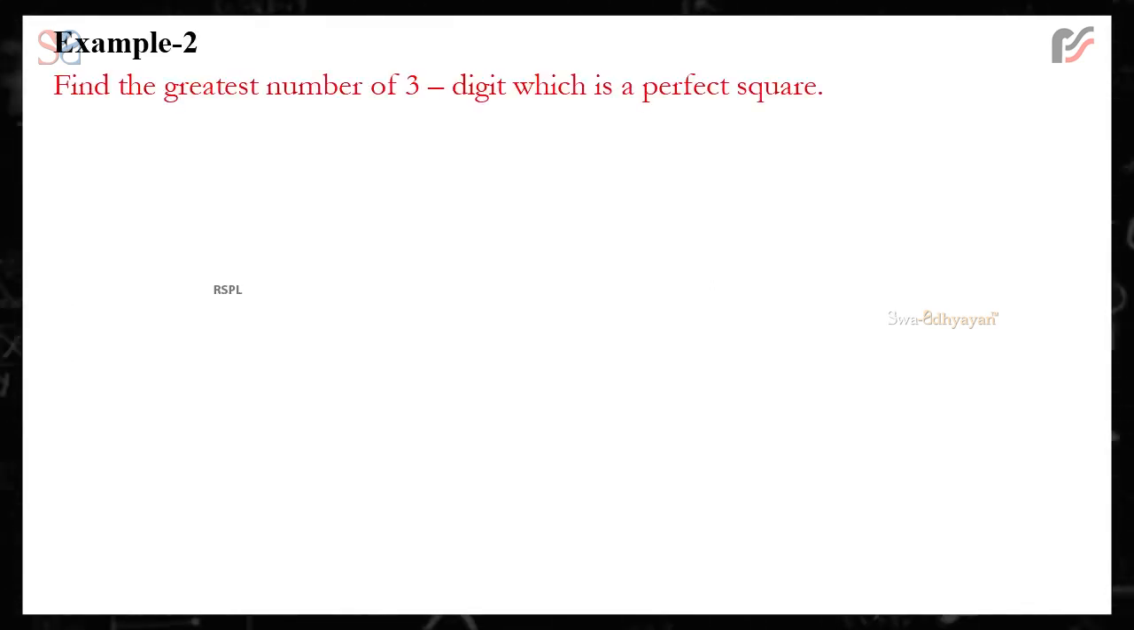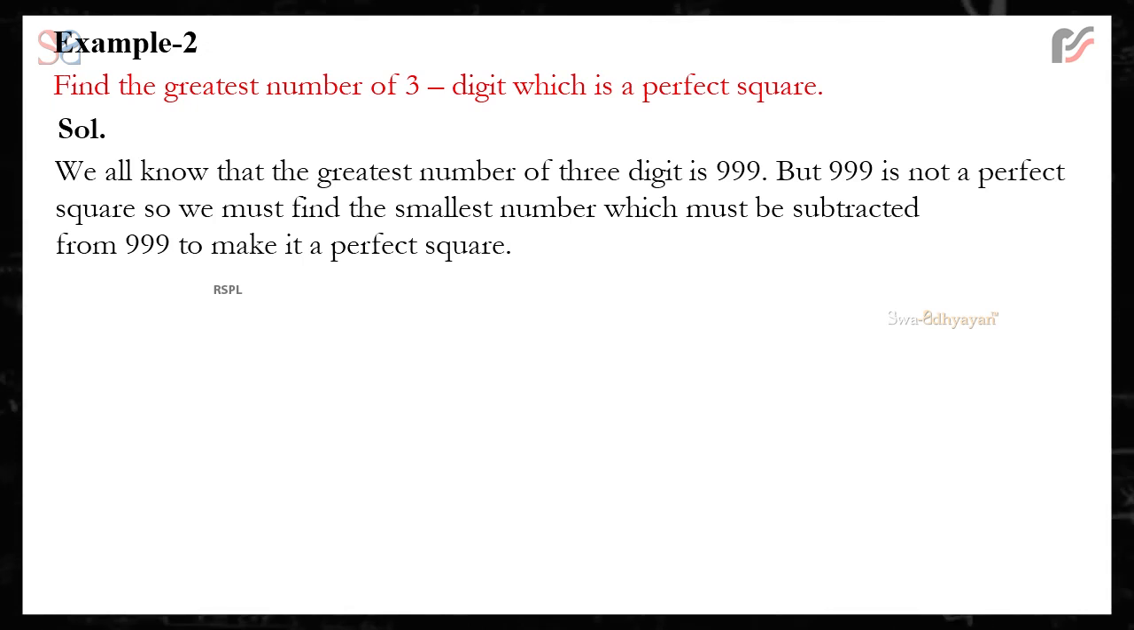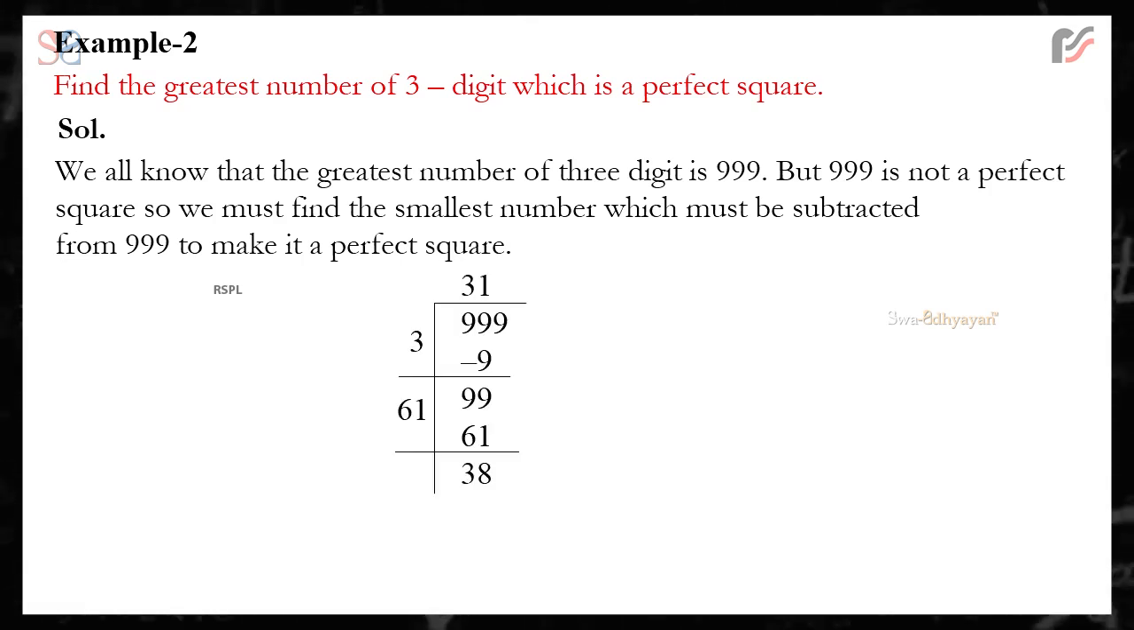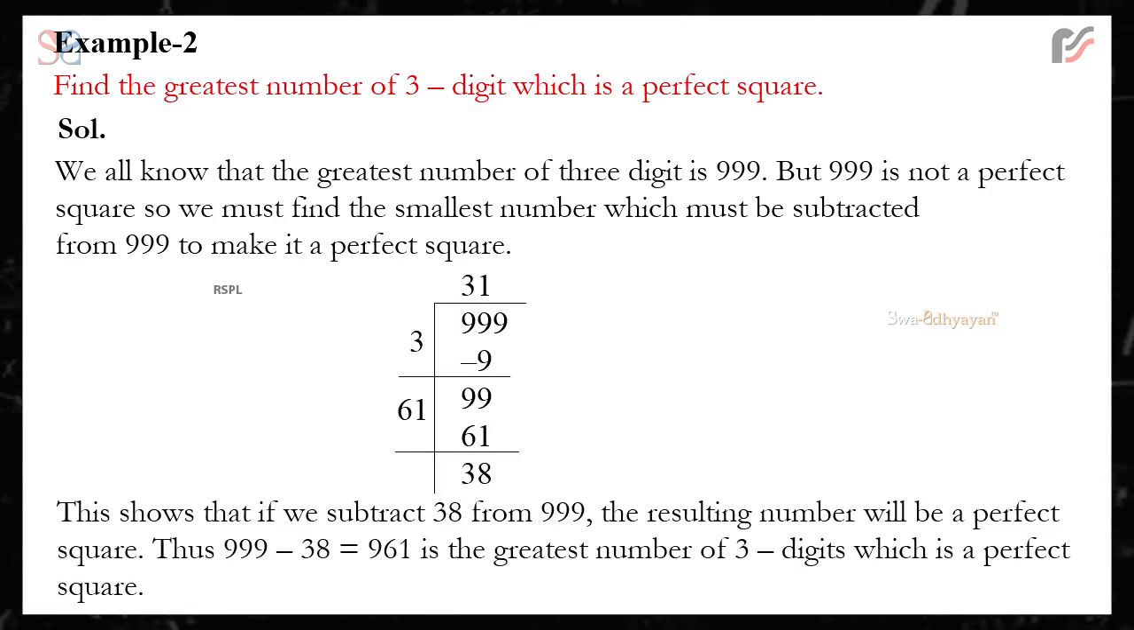Example 2. Find the greatest number of 3 digits which is a perfect square. Solution. We all know that the greatest number of 3 digits is 999. But 999 is not a perfect square. So we must find the smallest number which must be subtracted from 999 to make it a perfect square. This is shown as This shows that if we subtract 38 from 999, the resulting number will be a perfect square. Thus, 999 minus 38 is equal to 961, is the greatest number of 3 digits which is a perfect square.